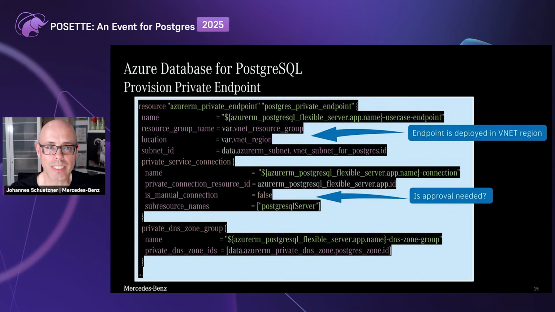You can also provision the private endpoint using infrastructure as code with Terraform. You provide a name, and you specify the VNet and the subnet that it is connected to. For that, it is important that they are deployed in the same Azure region as the VNet. And then you specify your Postgres server as the resource. Here, one parameter is manual, is approval needed. This is what you can configure, and it can be useful if you configure a private endpoint for another resource.